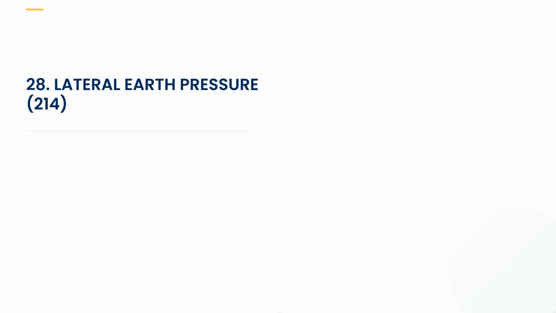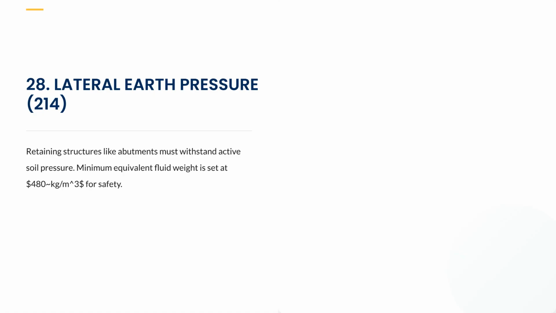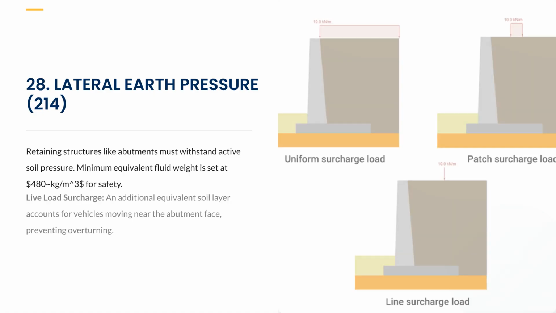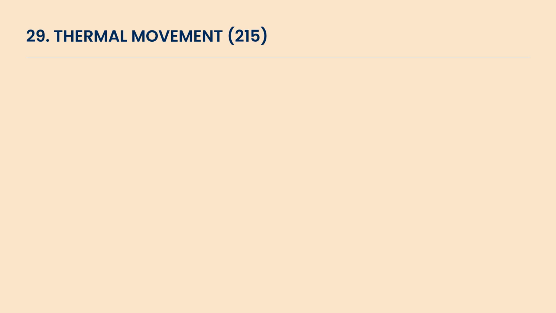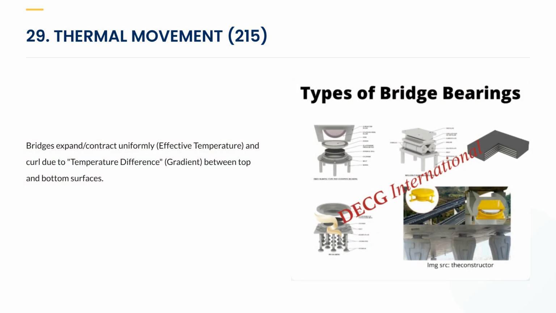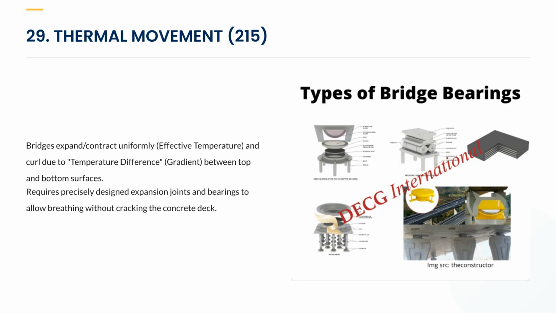Lateral earth pressure requires retaining structures like abutments to withstand active soil pressure. A live load surcharge accounts for vehicles moving near the abutment face to prevent overturning. Thermal movement considers two aspects: uniform expansion/contraction and curling due to the temperature gradient. This requires precisely designed expansion joints and bearings to prevent concrete deck cracking.